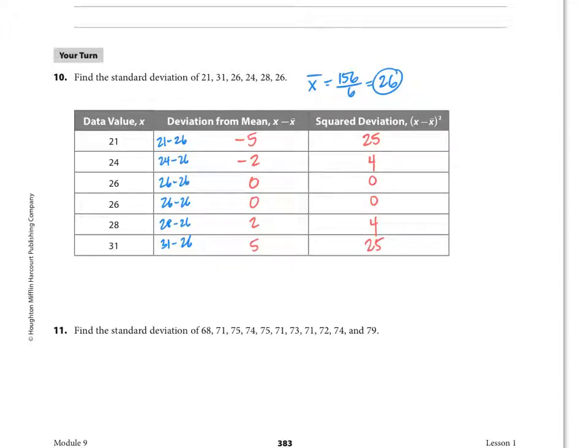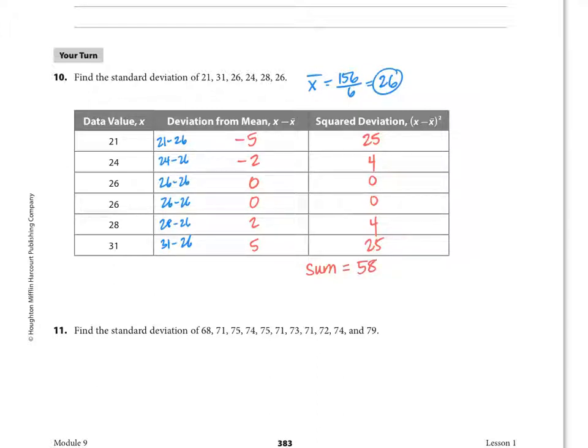And here is the table all filled out. You can see that I do end up with some negatives and some positives when I subtract, but this actually doesn't matter because when I square it, like -5 times -5 gives me a positive anyway. Same thing here, I get a positive as well. So here's when I square everything that's in the second column, then I'm going to find the sum of all of those. So 25 plus 4 plus 0 plus 0 plus 4 plus 25 is going to give us 58.